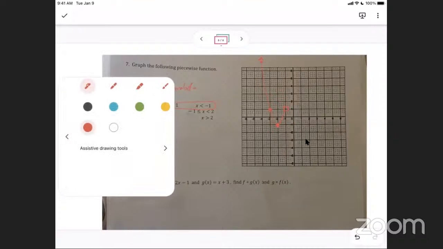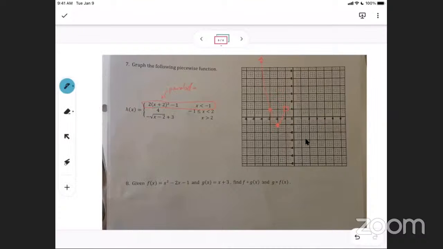Okay. Now let's do this one in blue. What's the equation y equals 4? What does that look like? Just a straight line. Okay, all lines are straight. Do you mean vertical or horizontal line?